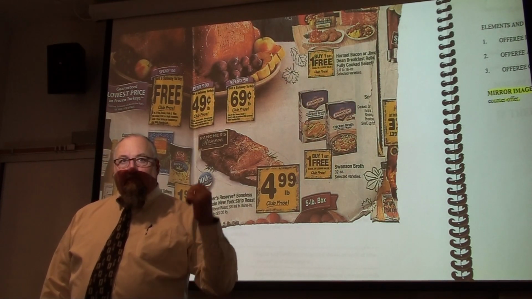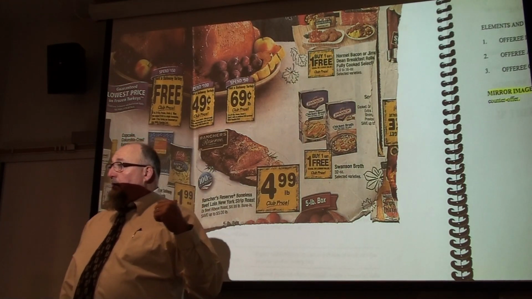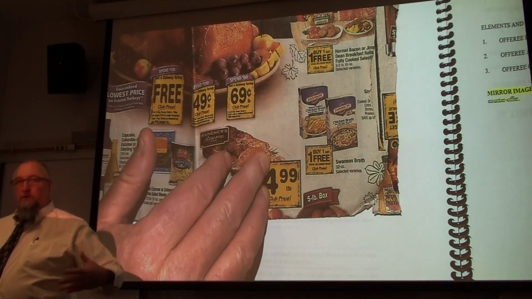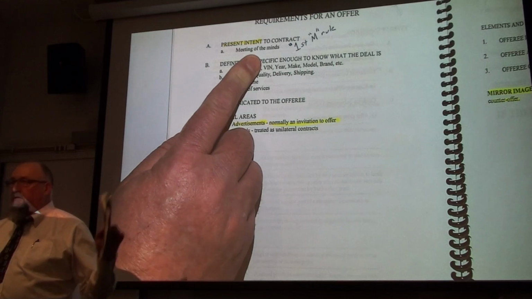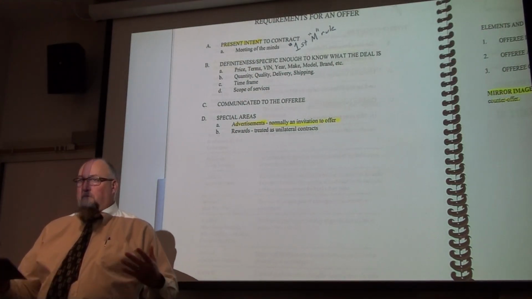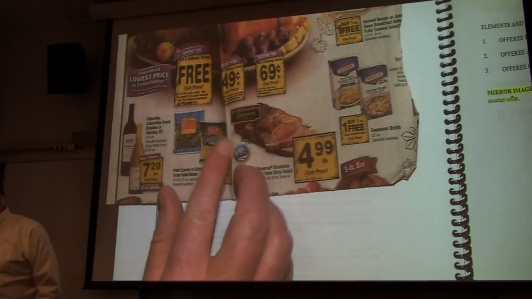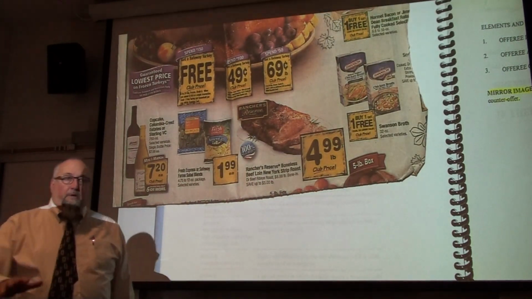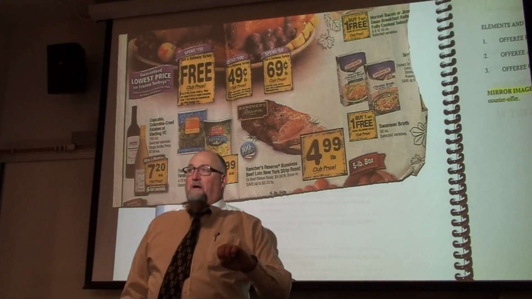So, is that an offer? Well, it kind of looks like it, doesn't it? Does Safeway have the intent to sell meat and other groceries, obviously? So do they have the intent to enter into a contract when they make this advertisement? Yeah, they want to sell produce and meat and other types of groceries. So they do have the intent to enter into a contract. So it would appear that an advertisement such as this is an offer.